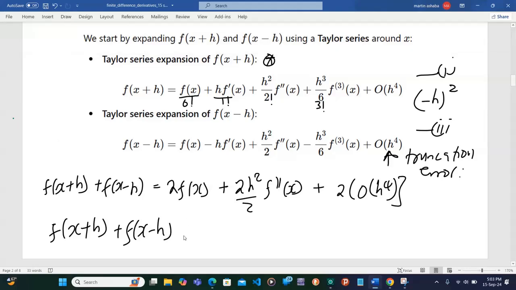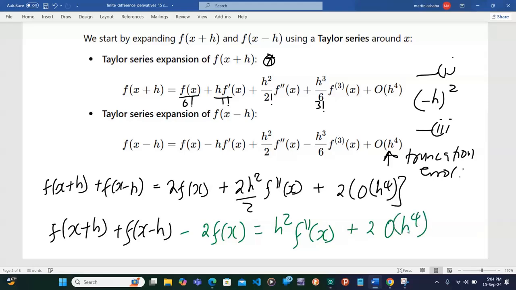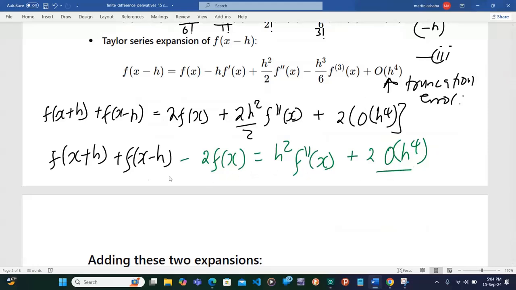So minus 2 f of x equals h squared f double prime x. If I add this, remember this other value, so that I have the twice or h to the power 4. So when I come here, I can divide both sides by h squared, because I want to make f double prime the subject of the formula.